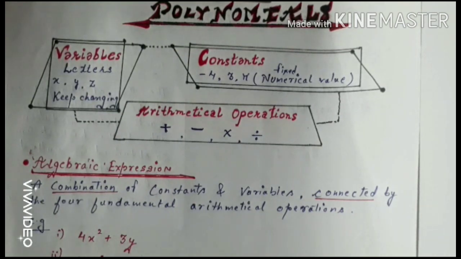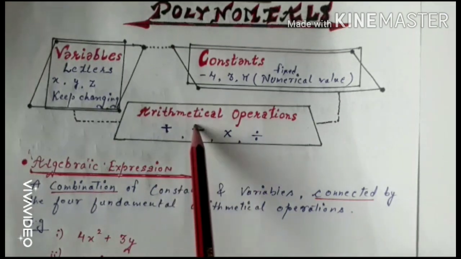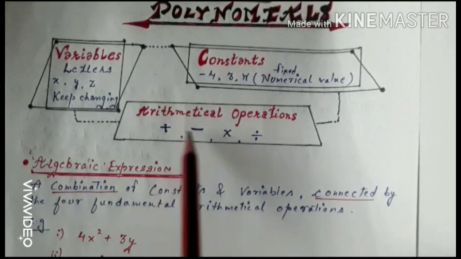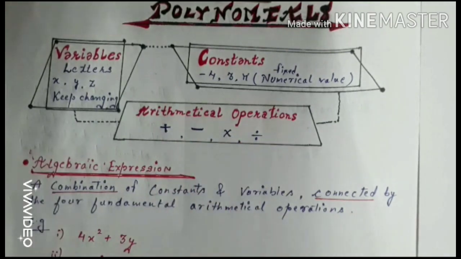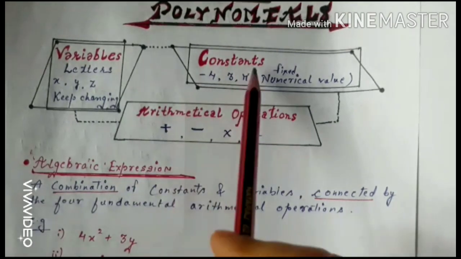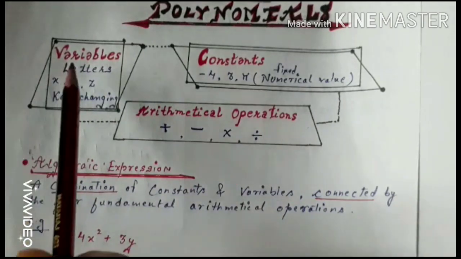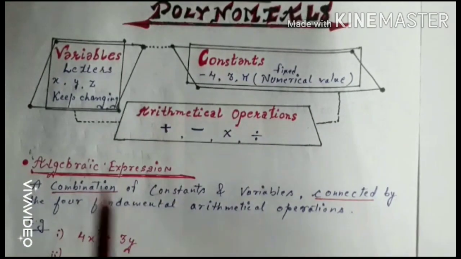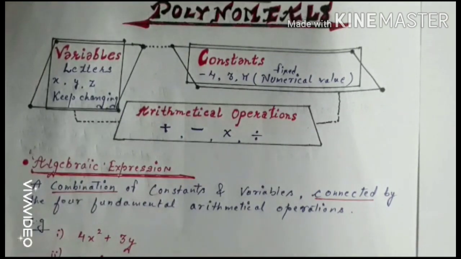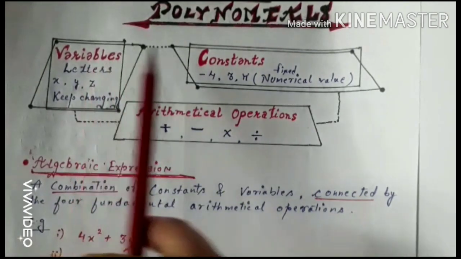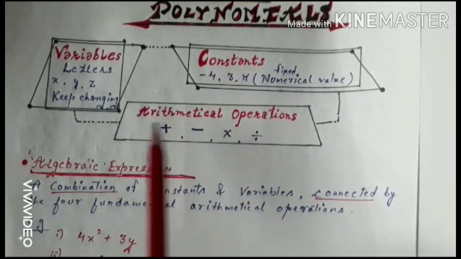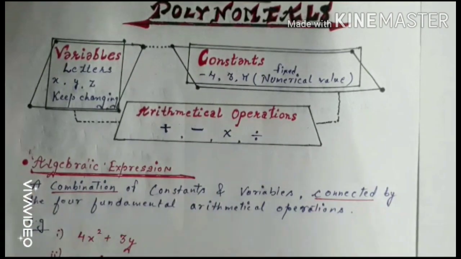Okay, so now what is the arithmetic operation? Generally you have 4 arithmetic operations, that is your plus, minus, multiplication and division. A combination of variable and constant, connected with the arithmetic operations, is known as your algebraic expression.